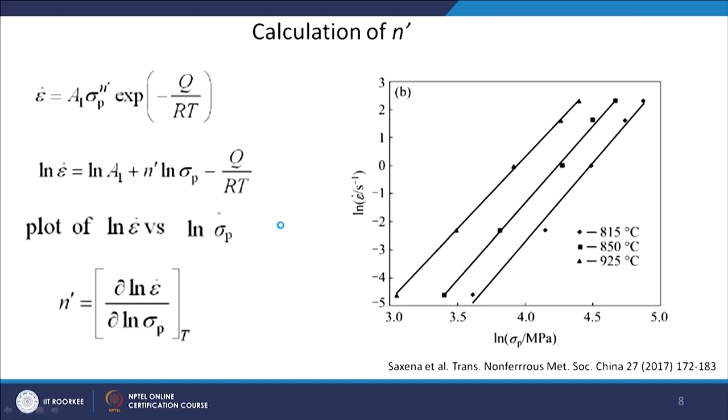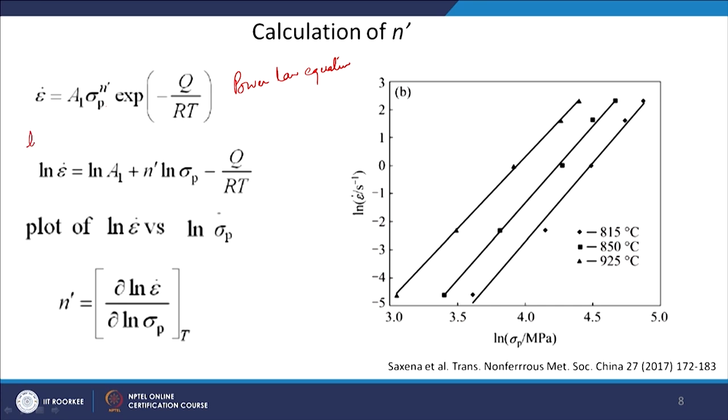Okay, so calculation of n prime, the equation is this, which is basically our power law equation for lower strain rate and lower stress condition. Okay, so this is my power law equation. So epsilon dot is related with sigma p to the power n prime times exponential of minus Q by RT. Okay, again we will do the same thing.